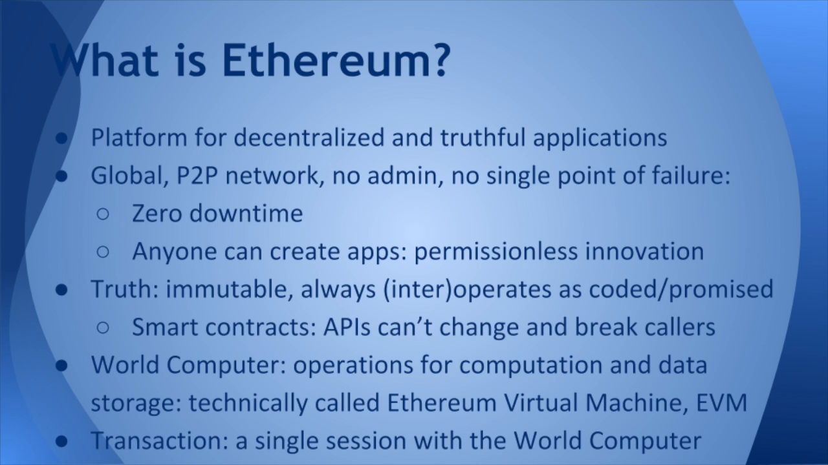So Ethereum can be seen as a world computer that has operations for computation and data storage. Technically, it's called the Ethereum Virtual Machine, or EVM for short. A key term is transaction, and it is a single session with this world computer. If you're interacting with the email system, you send one email at a time, even though your email could have pictures and a bunch of text, but the unit in the email system is an email. The interaction unit in Ethereum is a transaction.